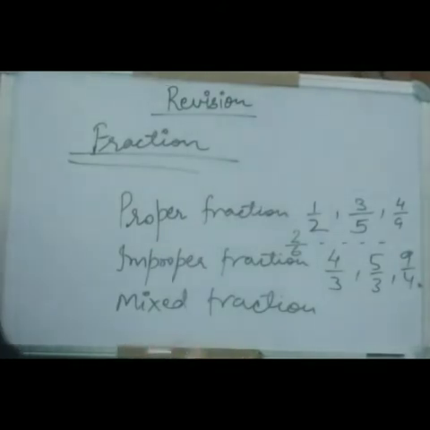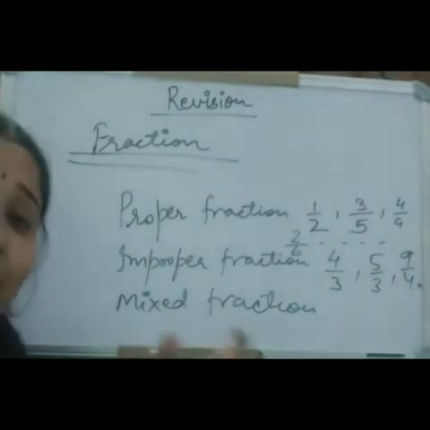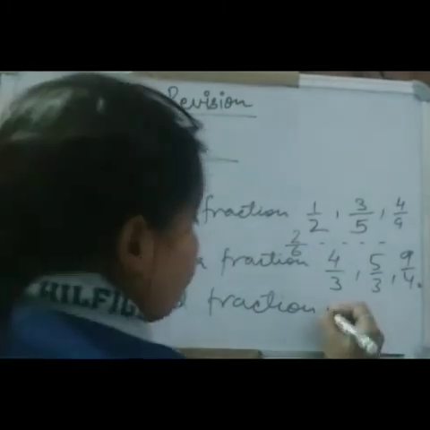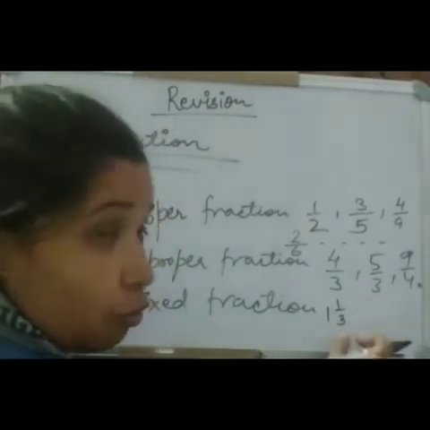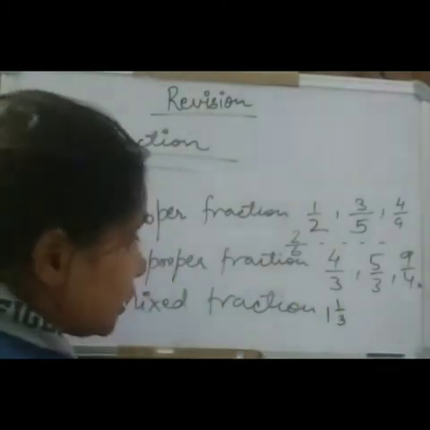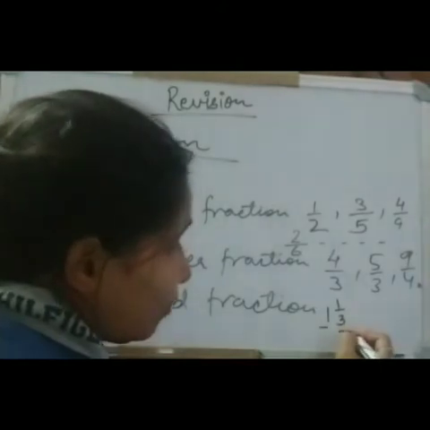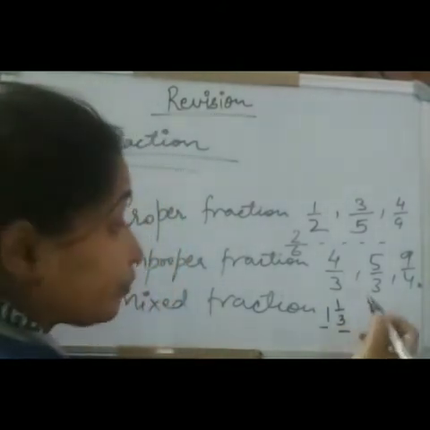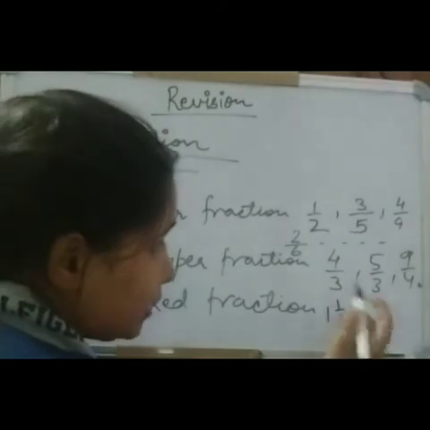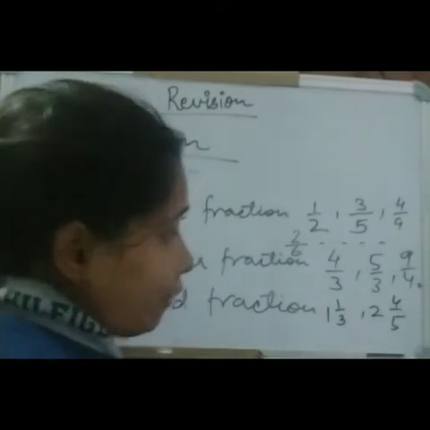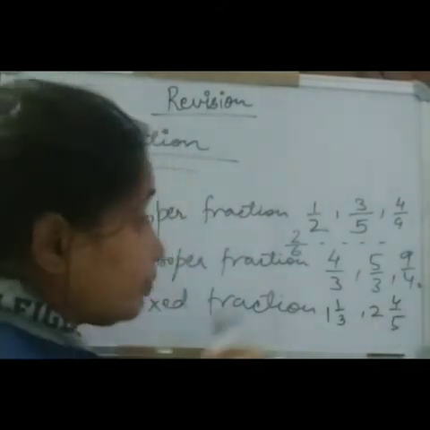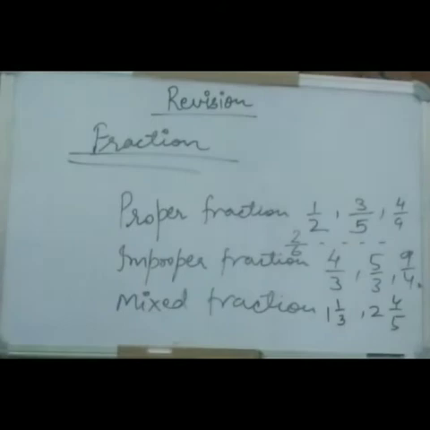Now what is a mixed fraction? Mixed fraction is a combination of whole and a part. You all know what are whole numbers. So 1 whole, 1 by 3. This is whole number. This is a part of whole. So how we will read this one number? 1 whole 1 by 3. 2 whole 4 by 5. So this is whole number. This is a part. So these all are mixed fraction. Got?